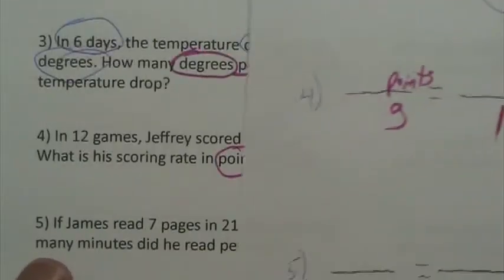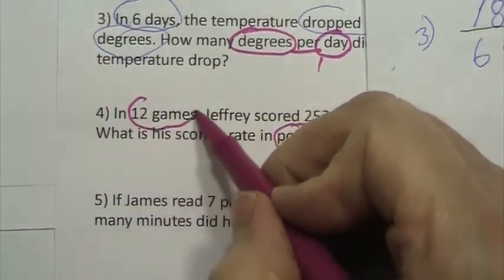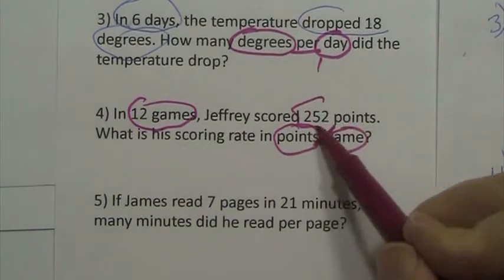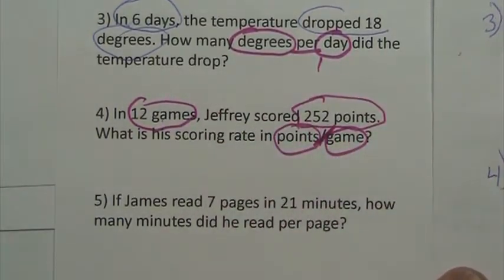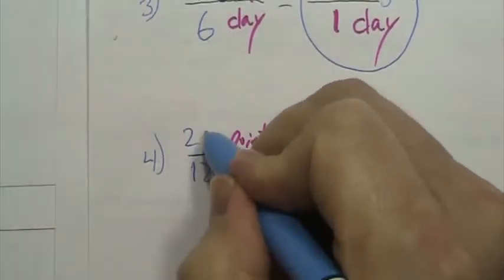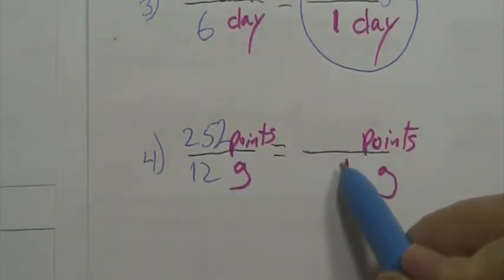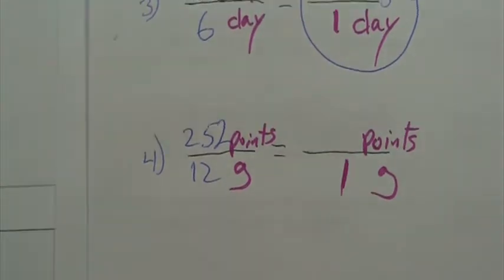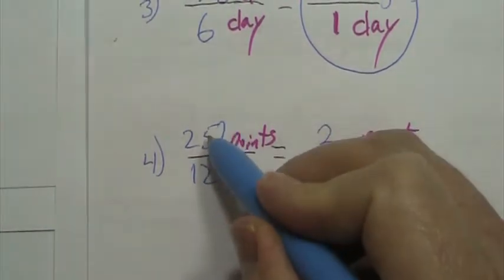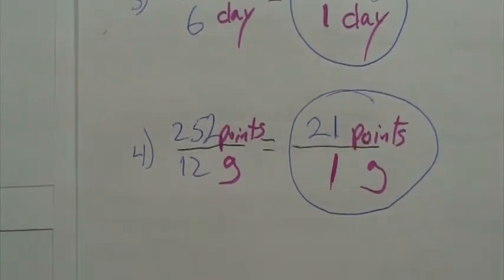Points per one game. Well, what information are we given? We are given that in 12 games, he scored 252 points. So you divide that and you would have your answer. And let's see, 12 goes into 25 twice, with 1 left over, that leaves 12, so that goes in there. So it's 21 points per game.